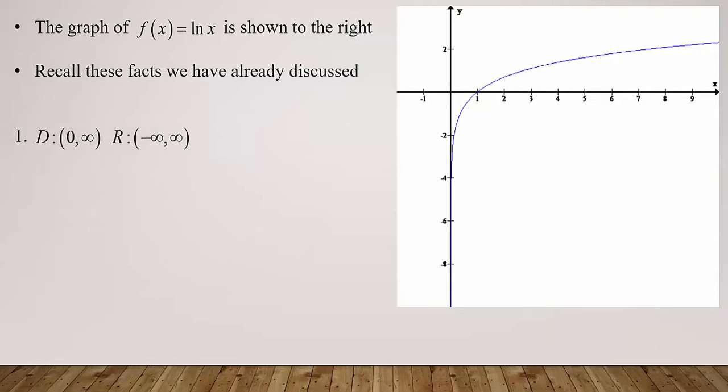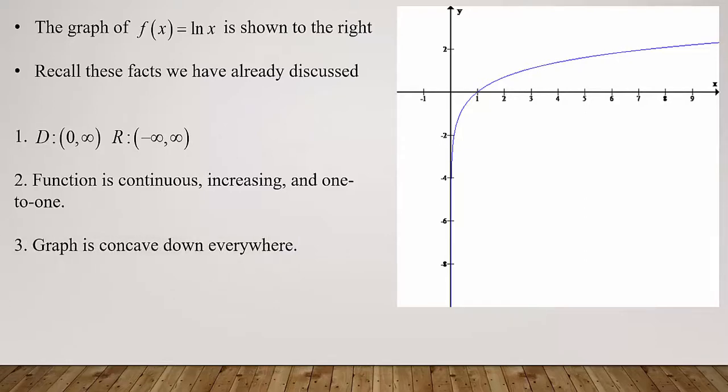Its domain is 0 to infinity. Its range is negative infinity to infinity. The function is continuous, increasing, and 1 to 1. The graph's concave down everywhere. And the limit as x approaches infinity of natural log x is infinity. And the limit as x approaches 0 from the right of natural log x is negative infinity.